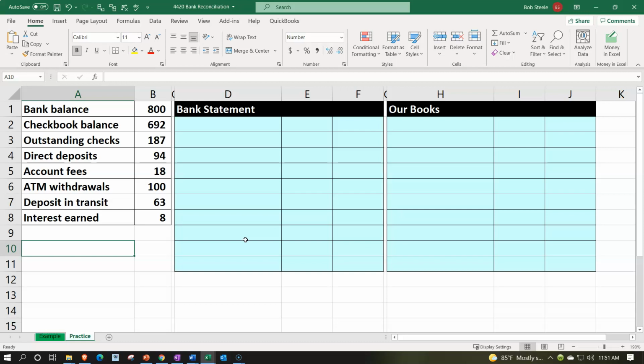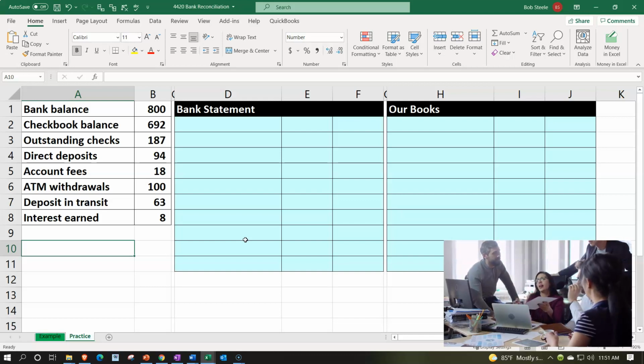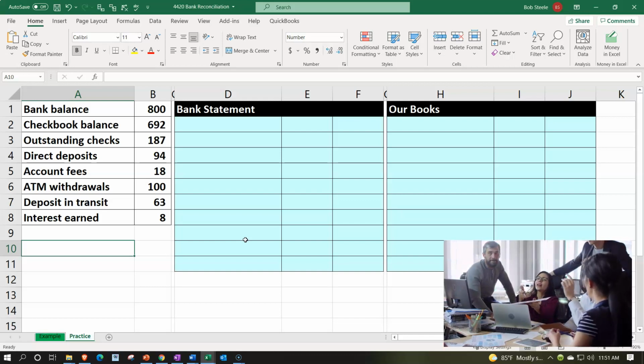We could check and say, well, did you deposit the check? Did it clear the bank? Because we know we wrote it, because we said on our books that we wrote the check. We know we sent it out. And then the question is, well, did it clear or not?